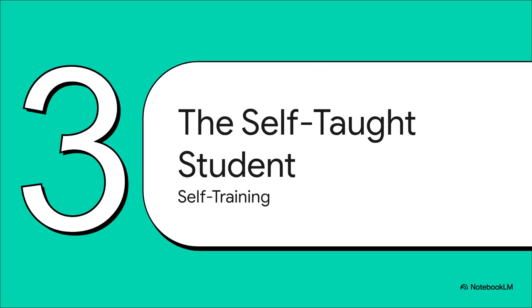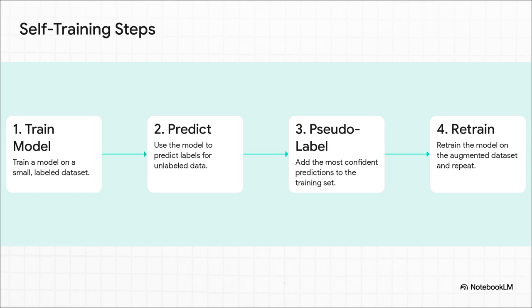Okay, so how does our clever student actually pull this off? Well, let's look at the first strategy, which is called self-training. You can think of this as the student using what little they know to make some educated guesses and then learning from their own best answers. The process here is actually pretty simple, but it's incredibly powerful. First, the AI model studies those initial teacher's notes, the labeled data. Then it turns to that giant pile of homework and starts predicting the answers.